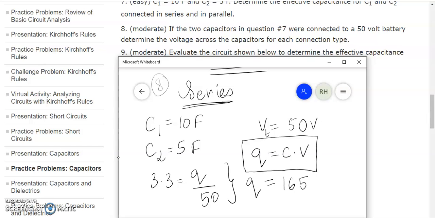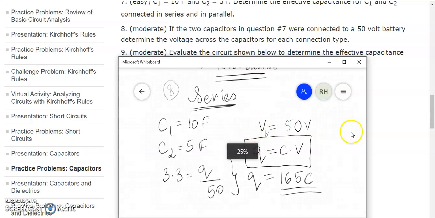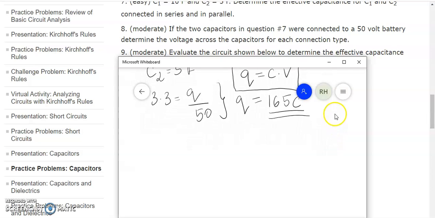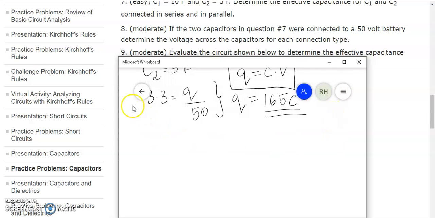And the unit for charge is coulombs. Now we need to find individually the voltage across capacitor 1 and across capacitor 2. So first we write the voltage across capacitor 1, which is 10 farads. And how do you find that?